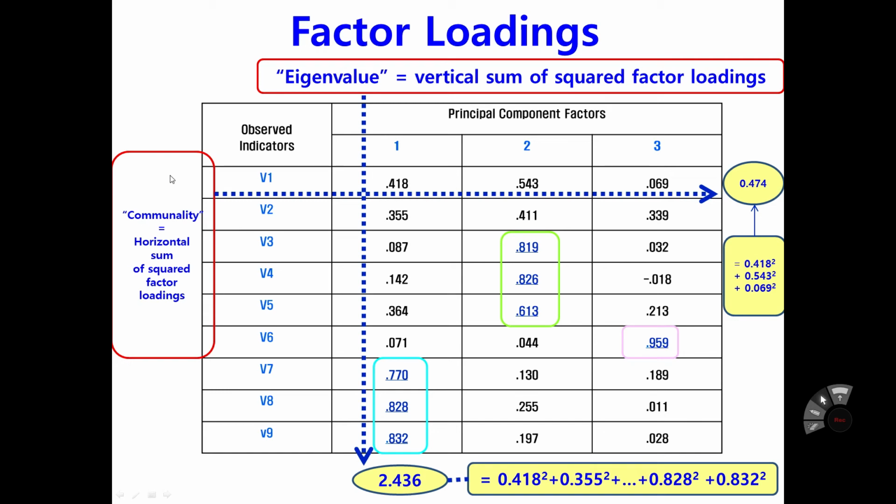Another interesting concept is communality. That is the horizontal sum of squared factor loadings. So the first variable denoted as V1 explains the variation in all three component variables 1, 2, 3. How much? 0.474. That is the summated squared factor loadings: 0.418 squared plus 0.543 squared plus 0.069 squared.